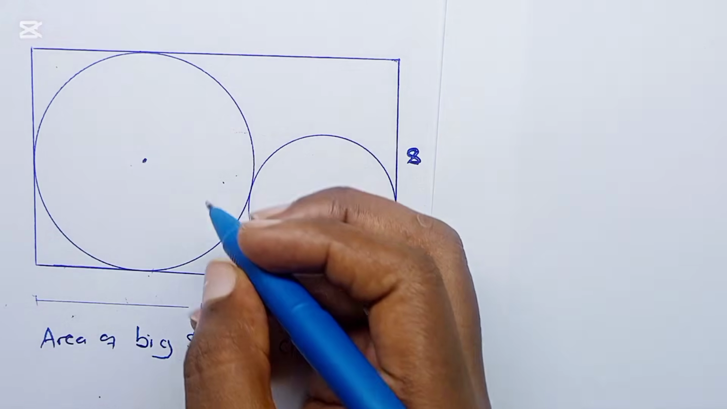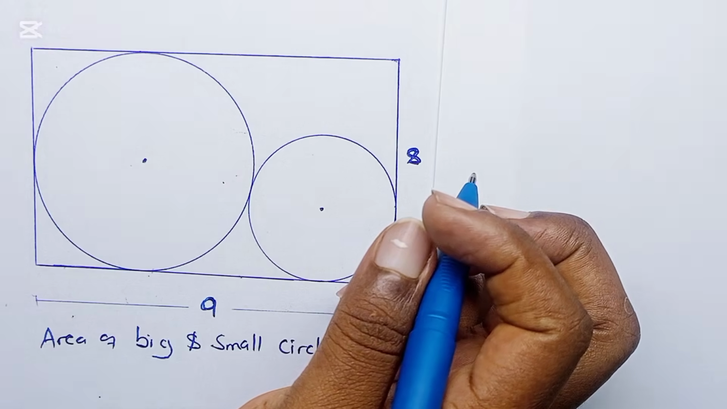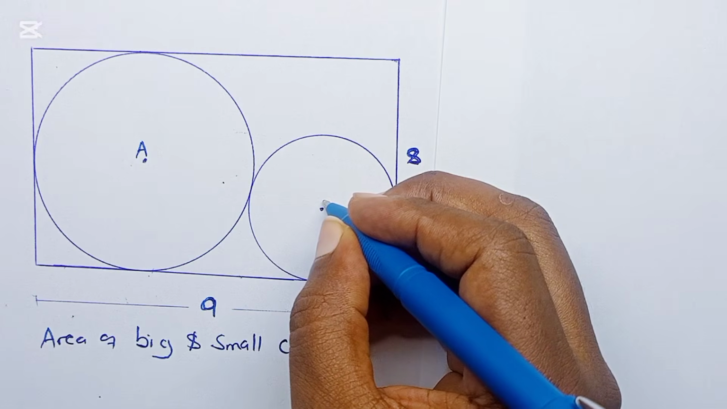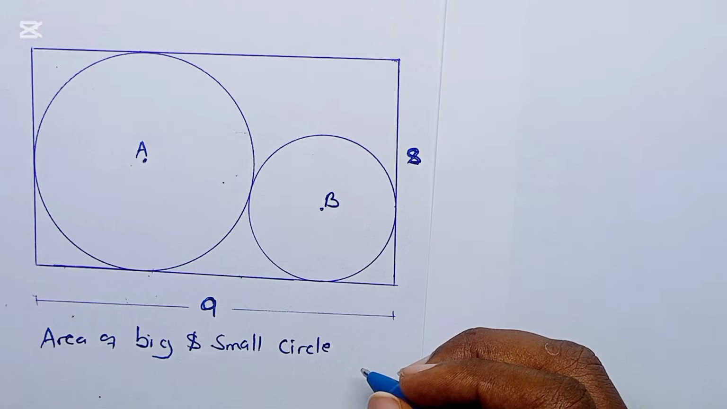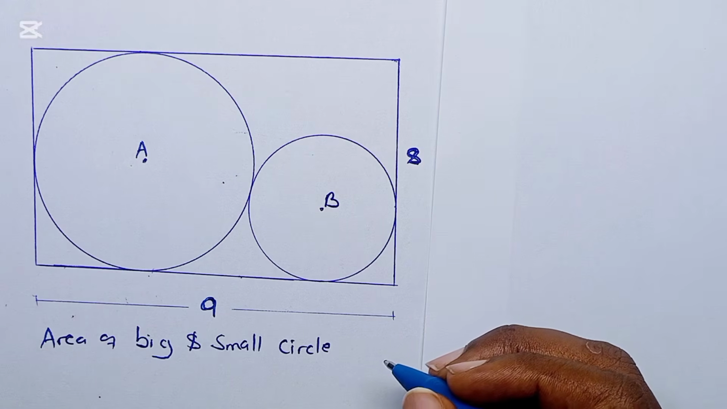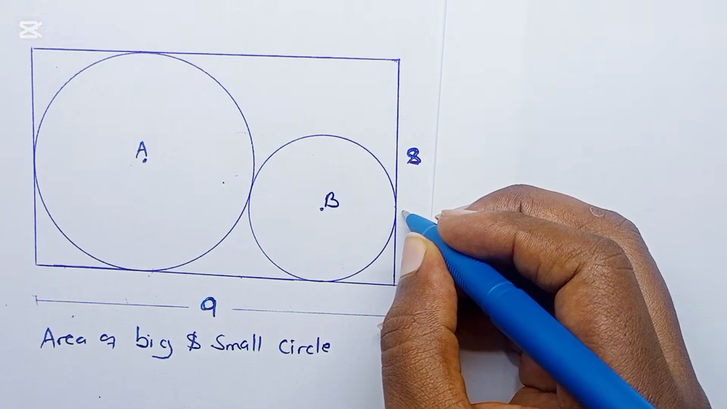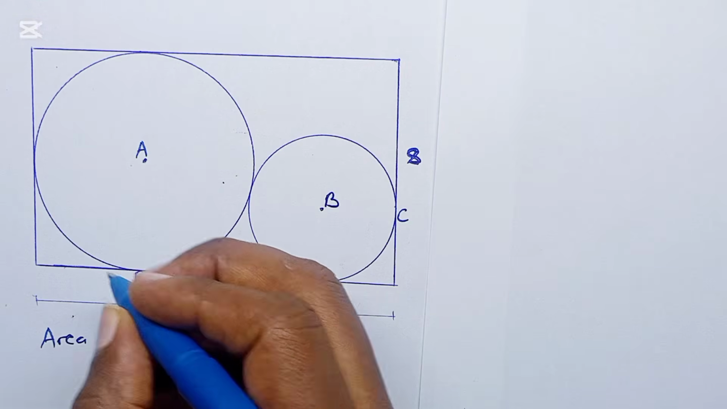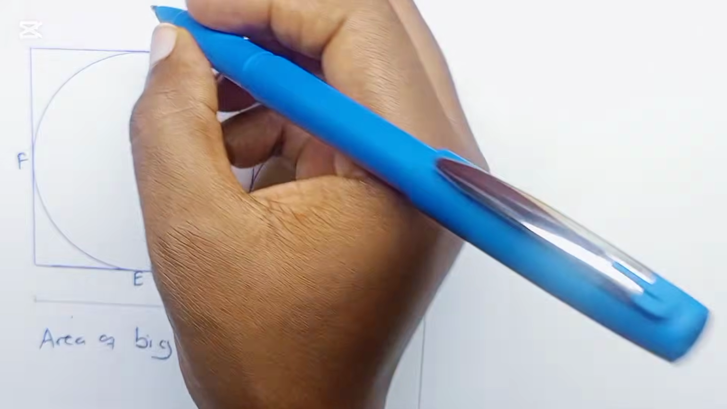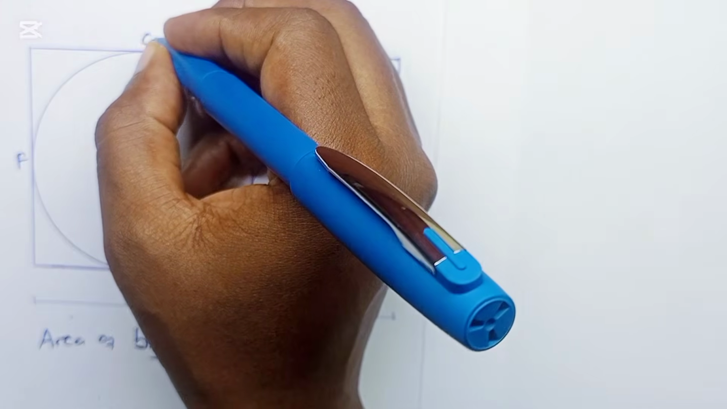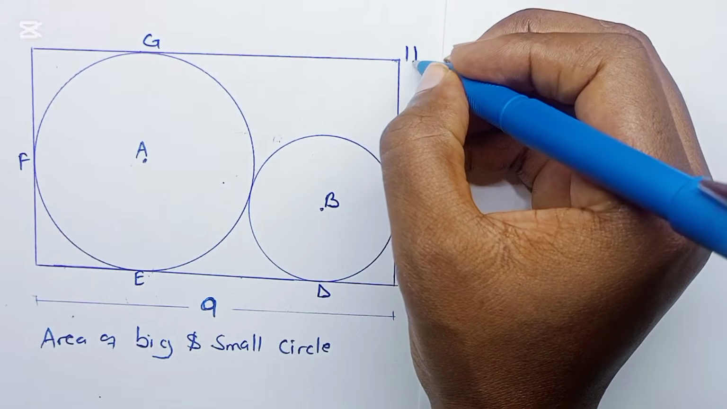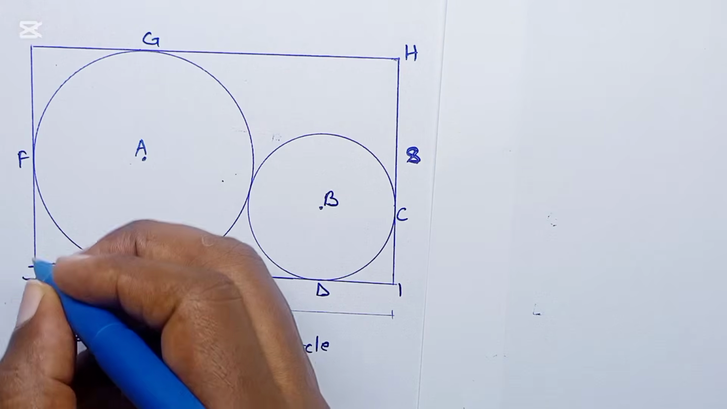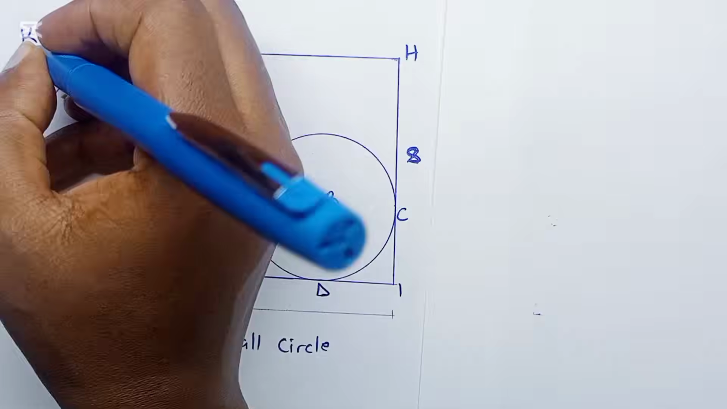So we're going to start by labeling the centers of the two circles. Let this be A, and let the center of this one be B. So let's label the rest of the other points. Let this be C, D, E, F, G, H, I, J, and K.